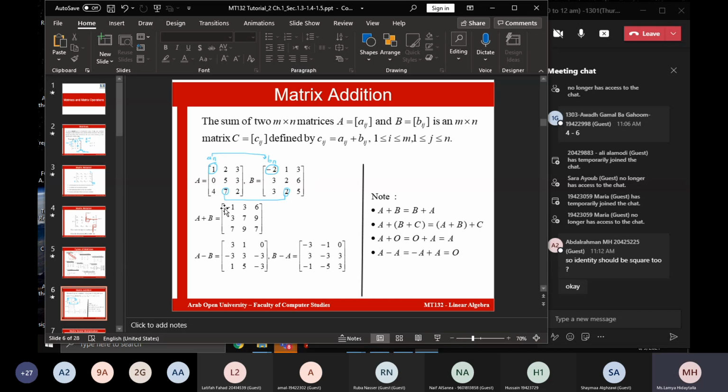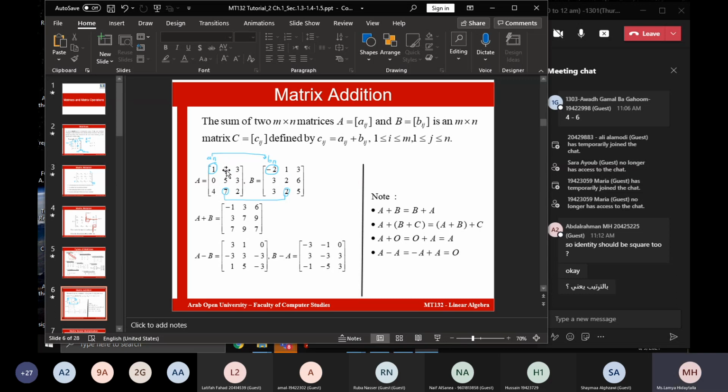So A plus B, how do we add it? 1 plus minus 2 is minus 1. 2 plus 1 is 3. 3 plus 3 is 6, and so on. Continue like that. So this is how we can add two matrices. How can we subtract? The same way. Every Aij minus Bij. So 1 minus minus 2, so 1 plus 2, then it's 3. 2 minus 1, so 1. 3 minus 3, 0, and so on.